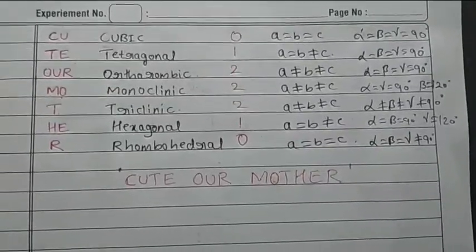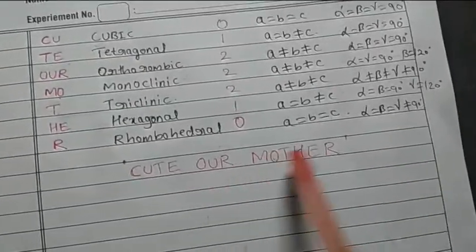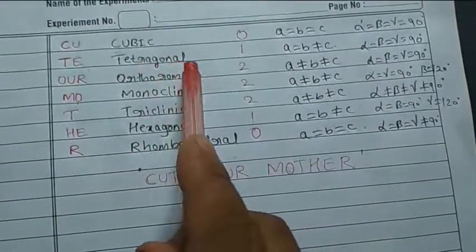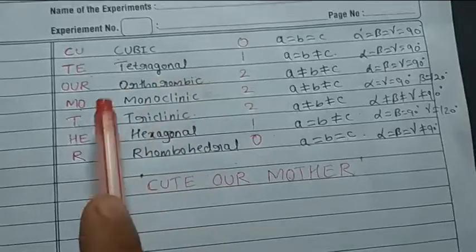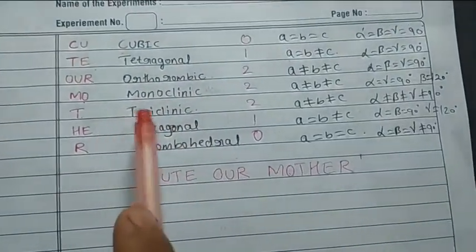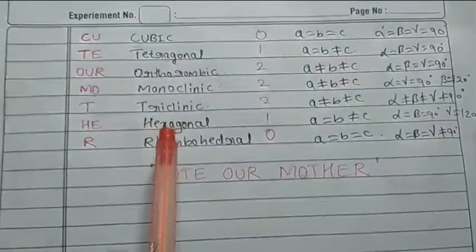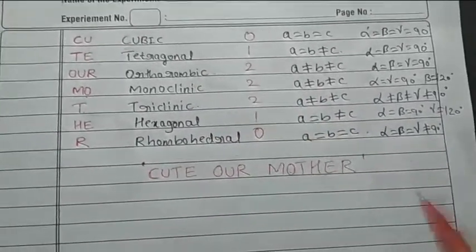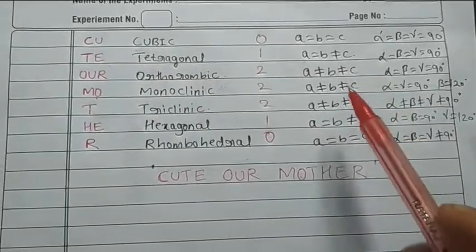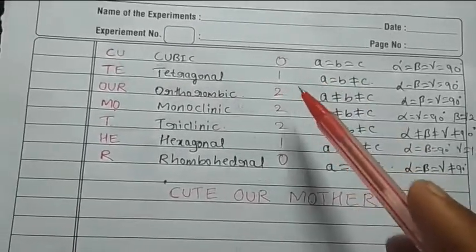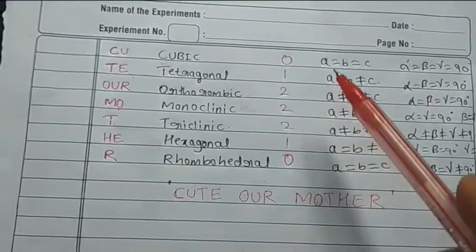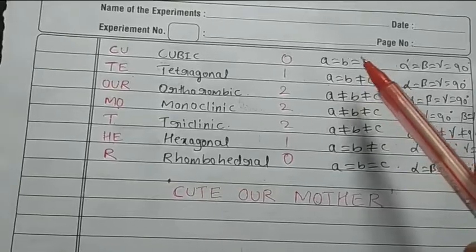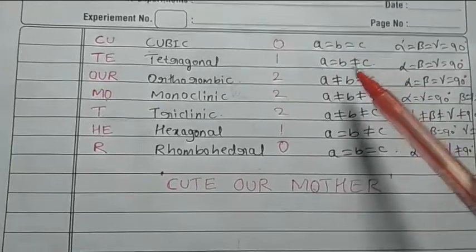And the trick is like this. Trick is cute our mother. CU is cubic, TE means tetragonal, OUR orthorhombic, MO monoclinic, T triclinic, HE hexagonal and R is rhombohedral. For remembering the axial lengths, we made 0 1 2 2 2 1 0. If you remember these numbers, then easily we remember the axial lengths.